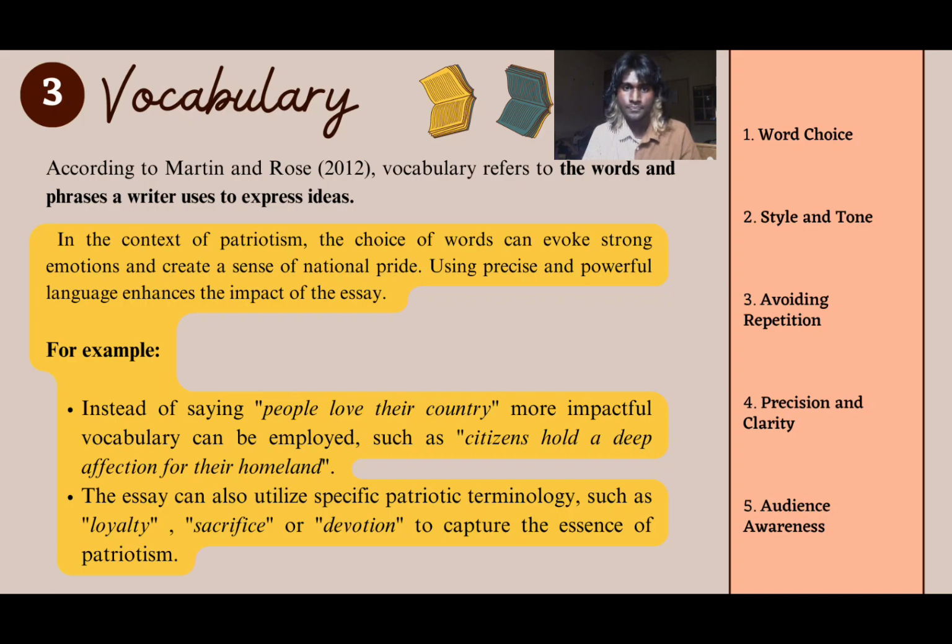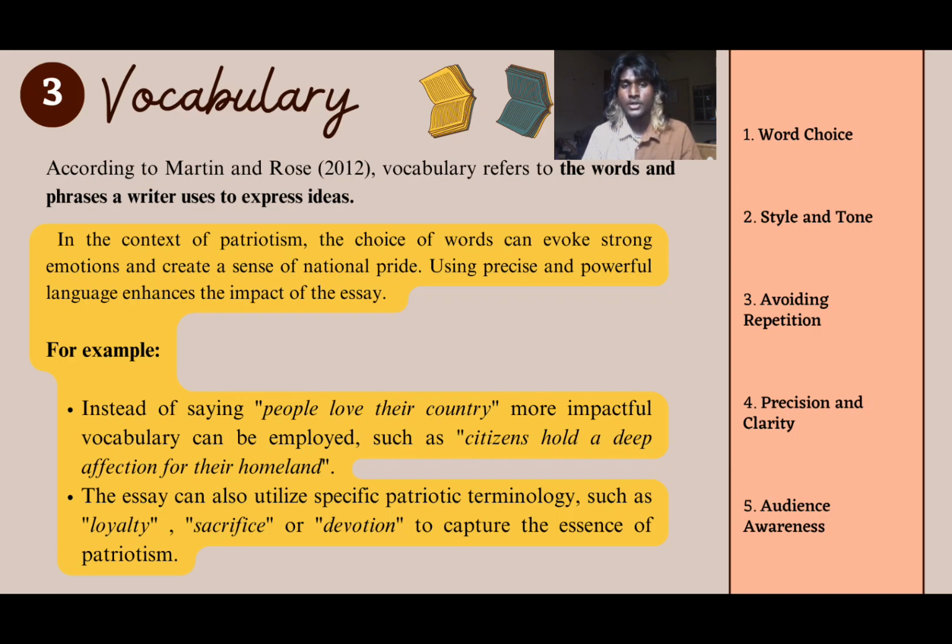But in this context of patriotism, the choice of words can evoke strong emotions and create a sense of national pride. Using precise and powerful language can also enhance the impact of the essay as well.